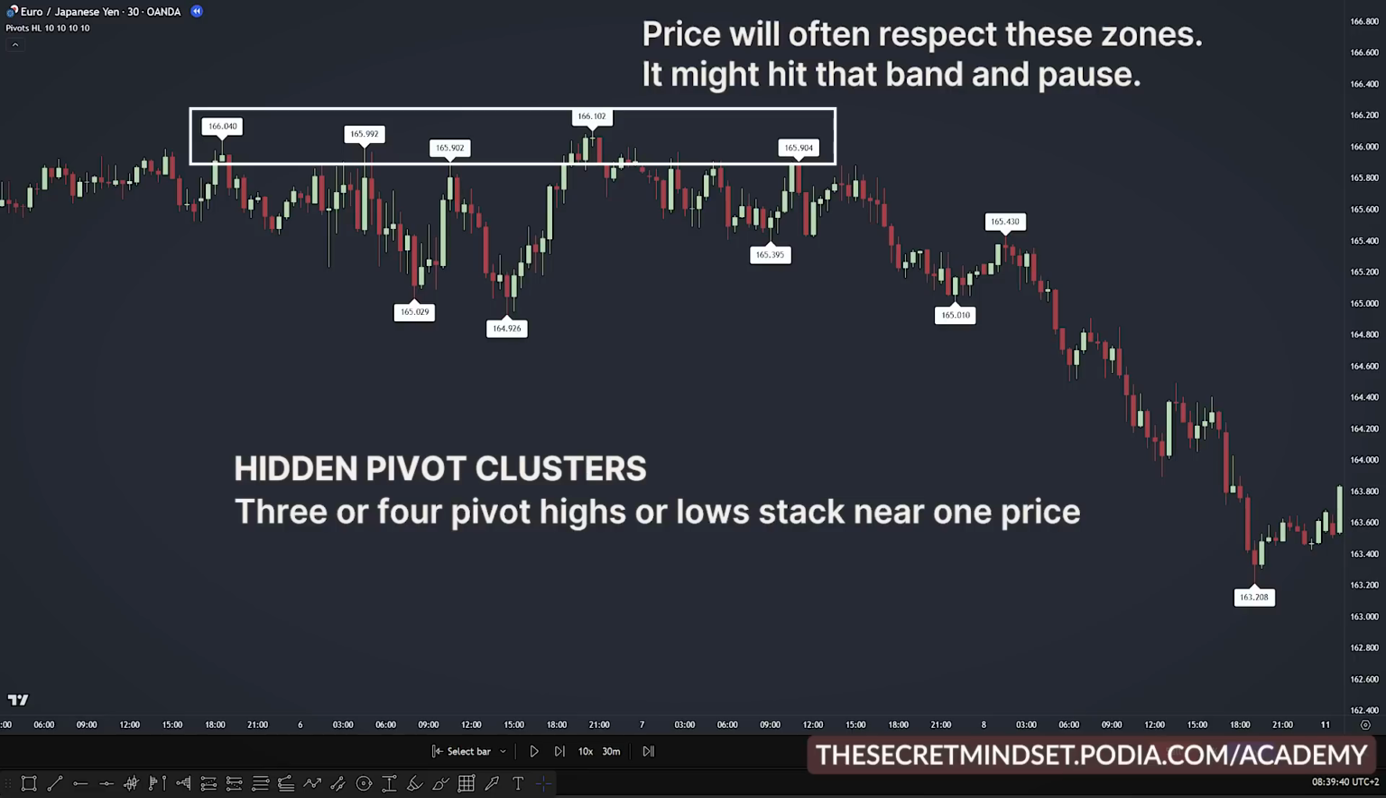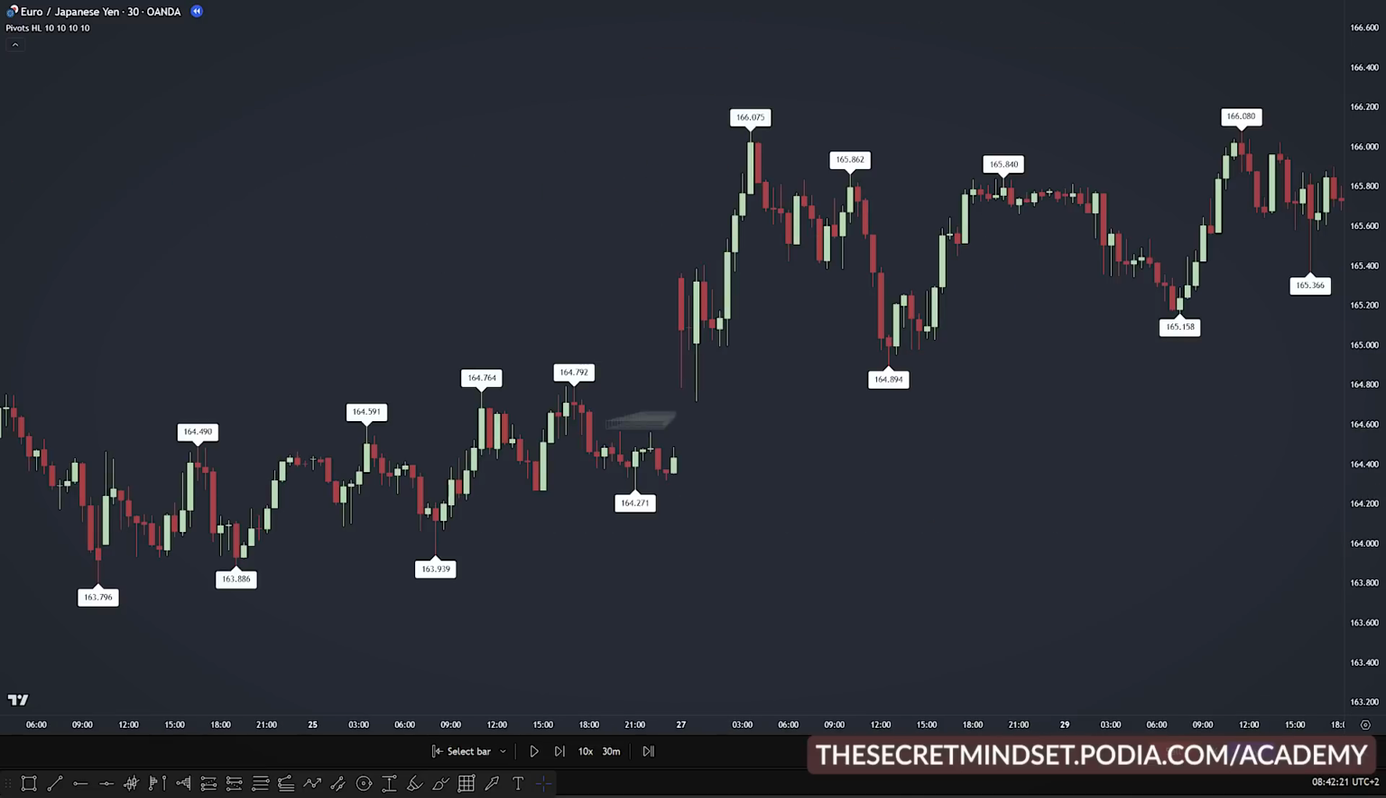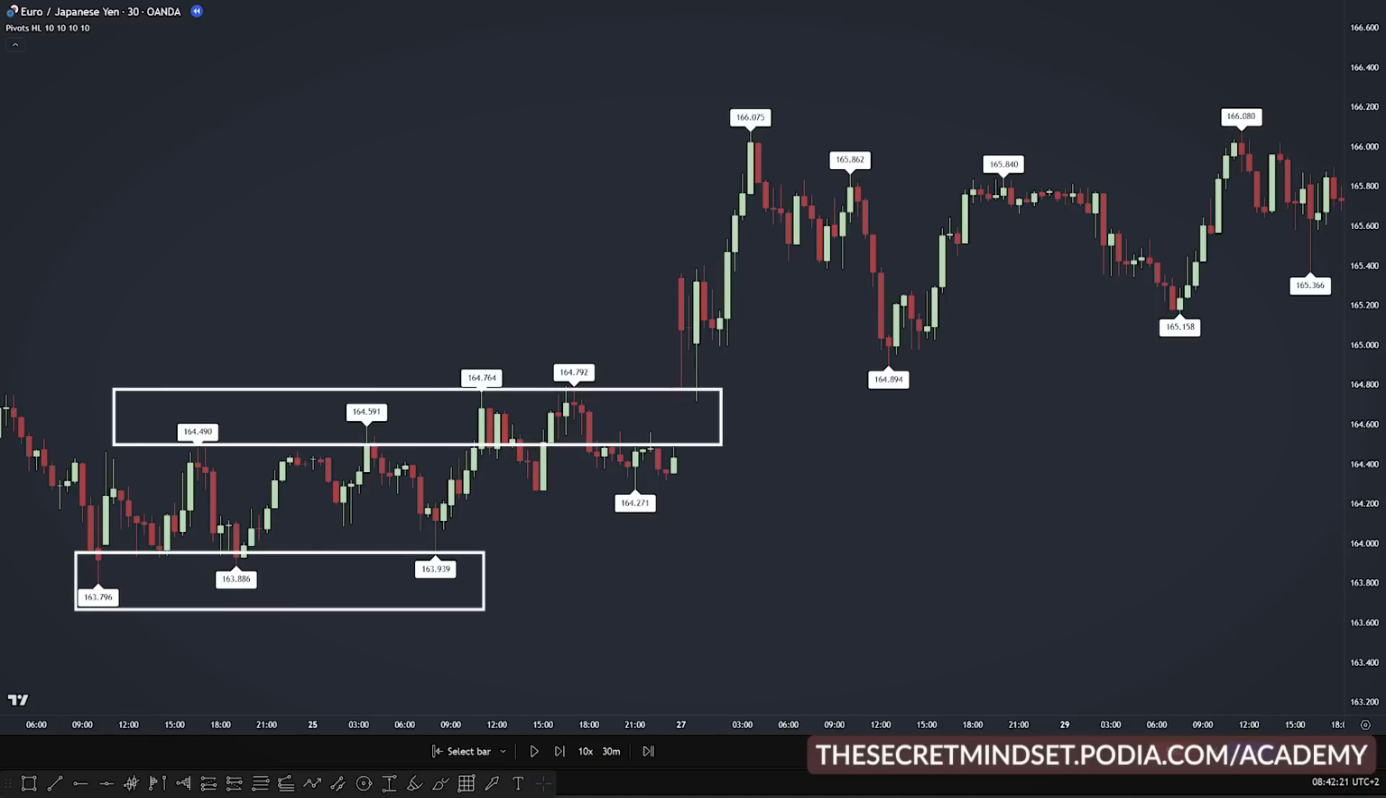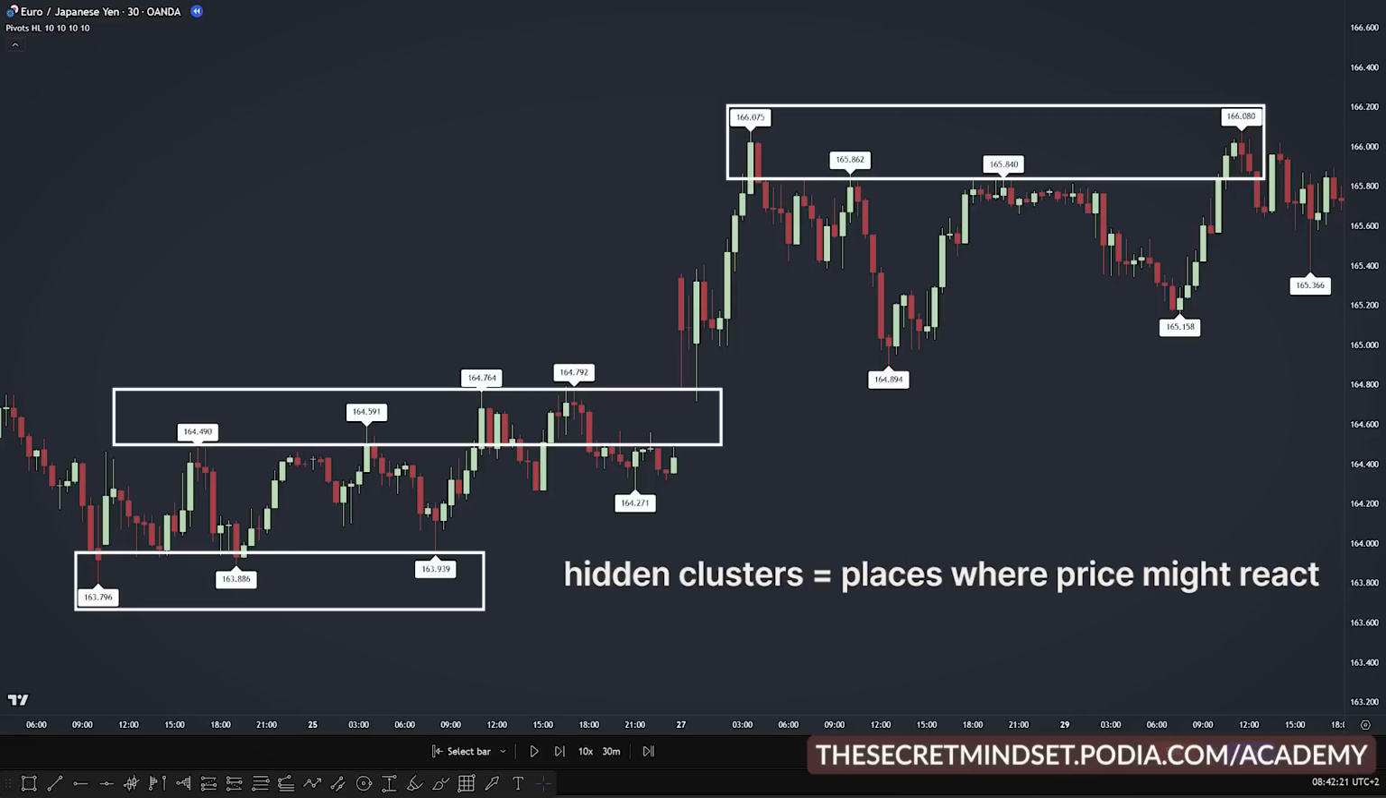It might hit that band and pause. It might bounce off it or break through. These clusters can matter to many groups of traders. And I try to keep my chart structure simple. If there are 3 or 4 pivot points in the same neighborhood, that can form a hidden cluster. If I group them together, I see a stronger band. This can help me spot places where price might react.